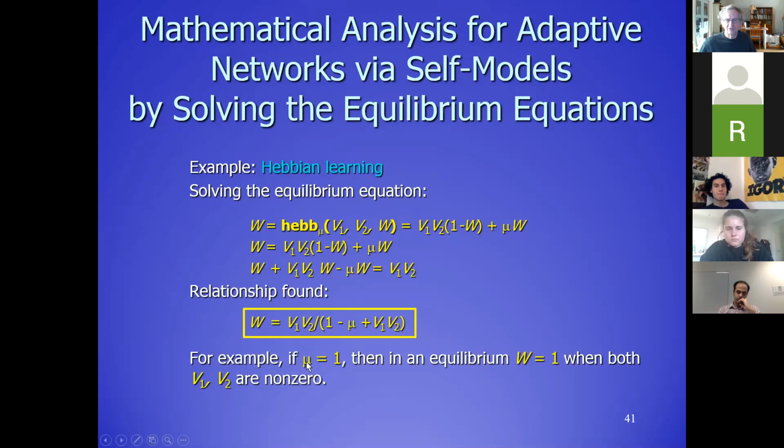And for example, in this case, if the persistence is 1, that means full persistence, then this part is 0, and then you have this divided by that one, and that is 1 as long as these are not 0. So these types of conclusions can be drawn about that. That will lead to the full value 1 of your connection for Hebbian learning. If the mu is lower than 1, then you can never get the full 1. It will always be a bit lower. That also follows from this formula.